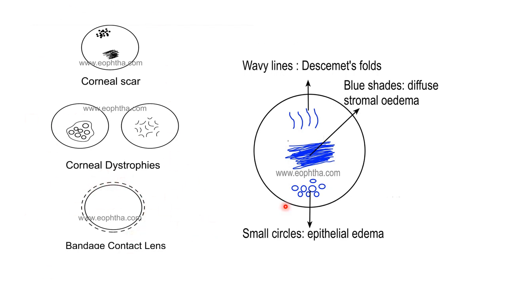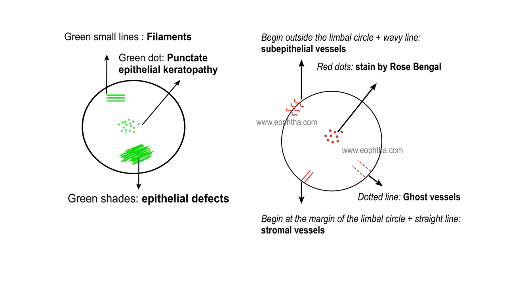So that's black color. Then blue color is for edema, so wavy lines for DM folds, blue shade for diffuse stromal edema, and small blue circles for epithelial edema. Green color, remember corneal filaments also stain positively with fluorescein, so it's shown in green. Green means fluorescein. Green dot for punctate epithelial keratopathy, which is also fluorescein positive, and of course epithelial defects, which are fluorescein positive. Then red, again, red color, like in the previous slide, it could be rose Bengal or the blood vessels. This is just a repetition.